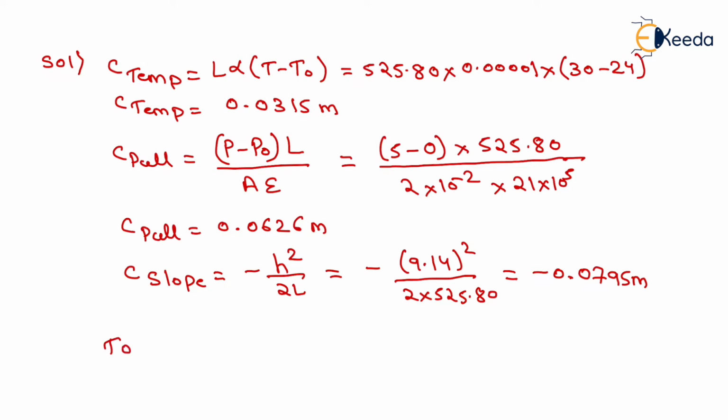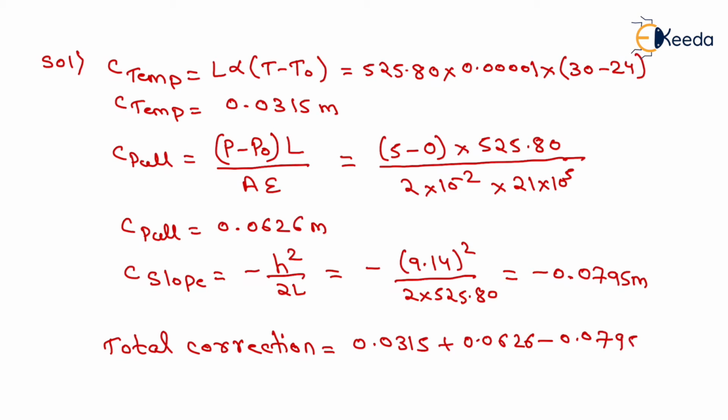So the total correction will be equals to the sum of these three. So total correction will be equals to 0.0315 plus 0.0626 minus 0.0795. It will be equals to 0.0146 meter. That will be the total correction after addition of correction due to temperature, correction due to pull, and correction due to slope. Now we need to find the correct horizontal distance.